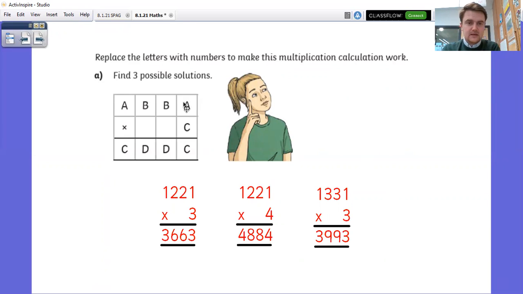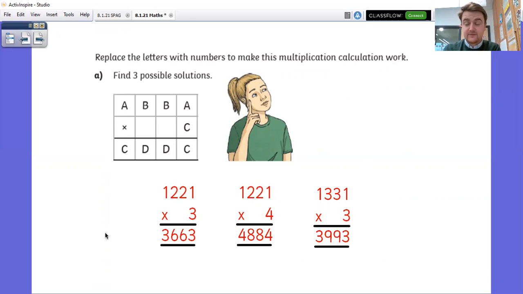We know that A must be 1 because A times C still leaves us with C, but B times C doesn't leave us with B. So C's not 1, it has to be A. We also know that there must not be any exchanging here because we get the same answer each time. But that's how I managed to get these answers.